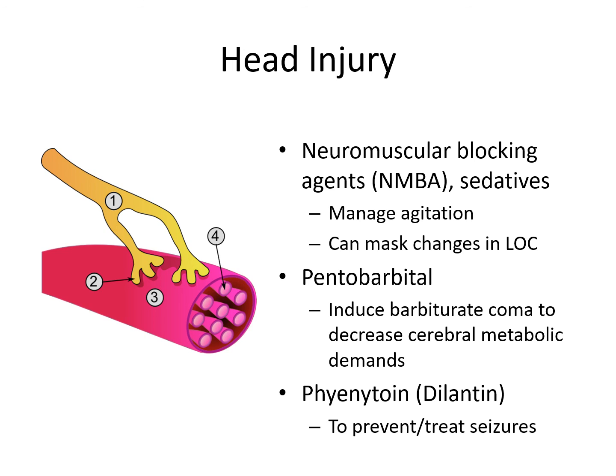Then there's also pentobarbital. This is a barbiturate. Sometimes it's needed to induce a coma in our head injury patients. This also decreases metabolic demands of the brain. So by decreasing cerebral metabolic demands, the brain doesn't need as much oxygen. And so this can help to decrease secondary injury.